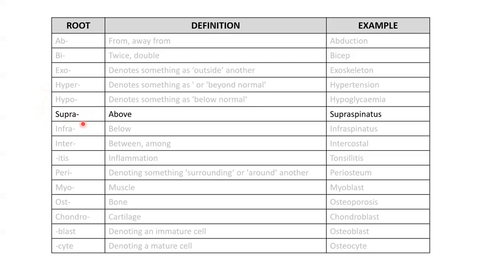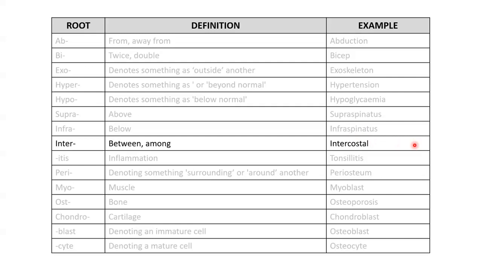We then have supra, which is a bit of a shortened word for superior. It's referring to something that is above. We have our supraspinatus muscle, which sits above the spine of the scapula. The opposite to that is then infra, which is relating to inferior or below. Our infraspinatus muscle then sits inferior or below the spine of the scapula.